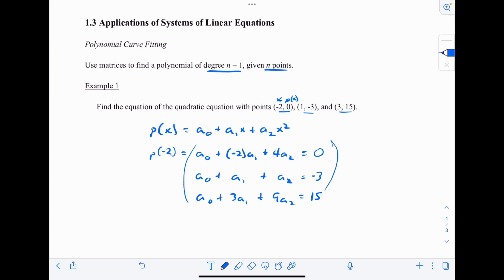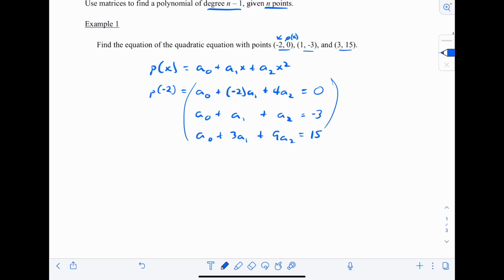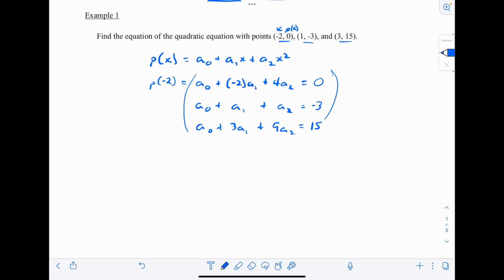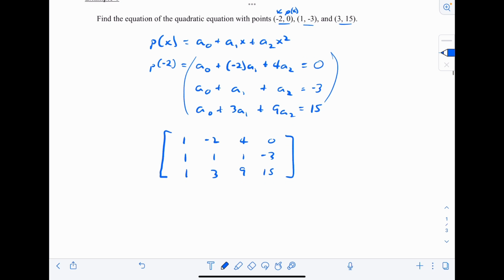to now solve this. So just as we did in the last lesson, looking at that Gauss-Jordan elimination method with matrices, we're going to do the same thing here. So I'm going to take those three equations now and simply set up an augmented matrix: 1, negative 2, 4, 0, 1, 1, 1, negative 3, and 1, 3, 9, 15. Now, I'm not going to go through all of the steps of solving this, but bottom line is we would do exactly what we did in the last lesson. We would just use the Gauss-Jordan elimination method to solve this.